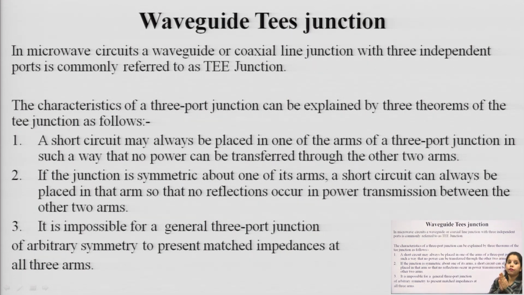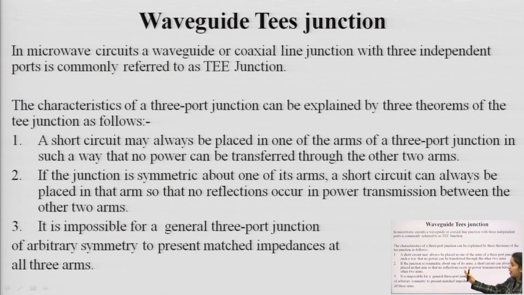Before going through the Tees, note that various types of Tees exist. First, the general characteristics of a 3-port junction: these are the 3 theorems which are applicable to any T junction. First one, a short circuit may be placed in one of the arms of the 3-port junction in such a way that no power can be transferred to the other 2 arms.